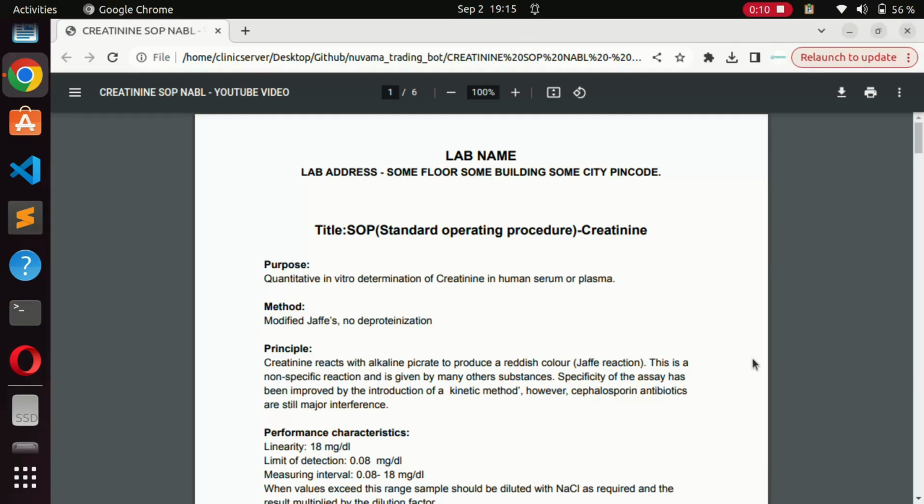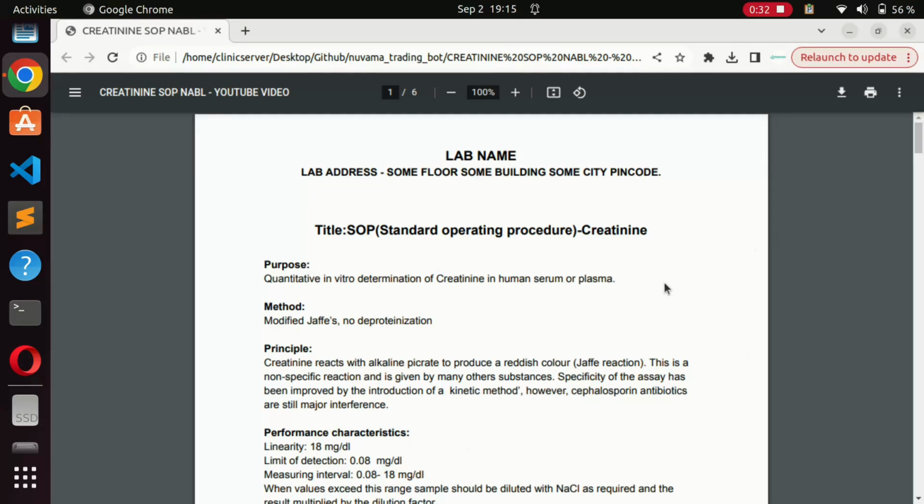Hello everyone. Today we're going to discuss the NABL style SOP for serum creatinine measurements. This is a complete functioning and working SOP that is currently being used in a laboratory. For confidentiality purposes, I will not reveal the name of the lab. Any SOP has the same format.